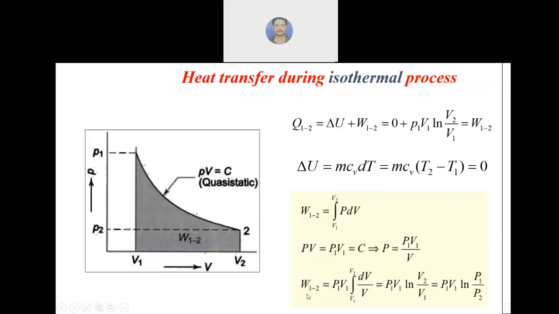So this work done is substituted here. Okay, so you have to remember this. For numerical purposes, it will be very useful.